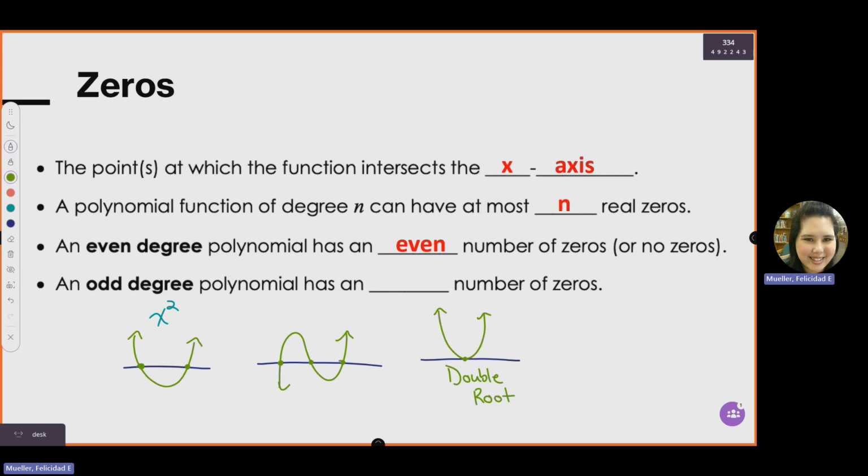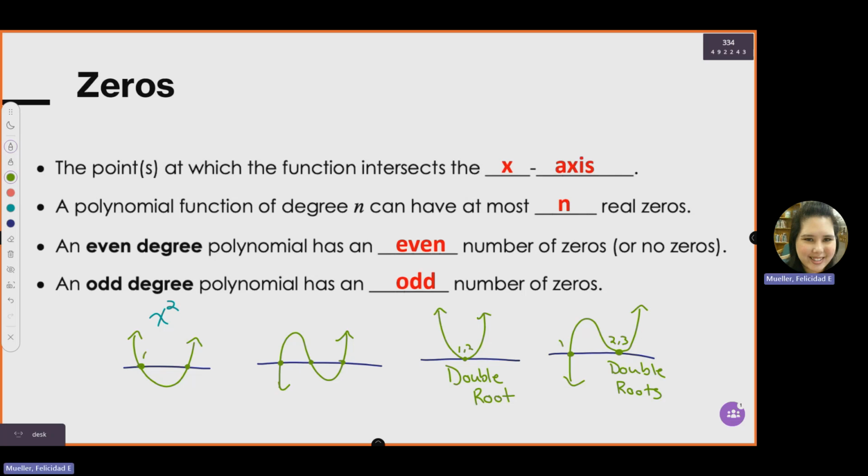So here's my cubic. I can pretend I touched that, so I'm going to put a really big dot. So an odd degree polynomial will have an odd number of zeros. Again, this root that's on the axis counts twice, or at least twice. So technically this is 1 and 2. This is 1, 2, and 3 for when we count our roots.